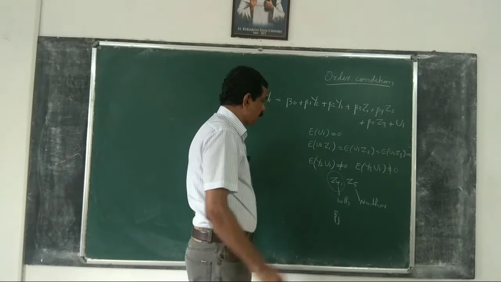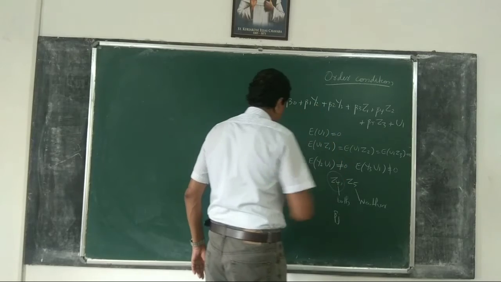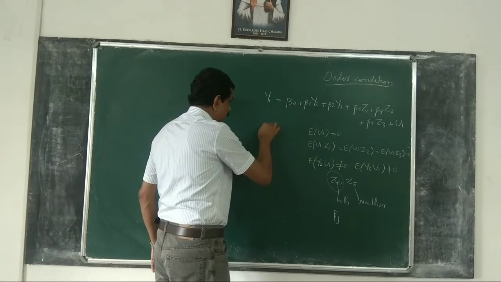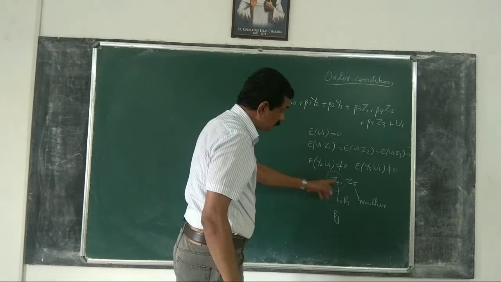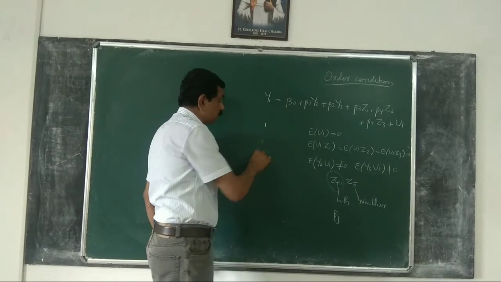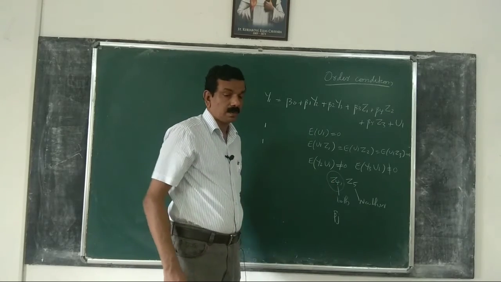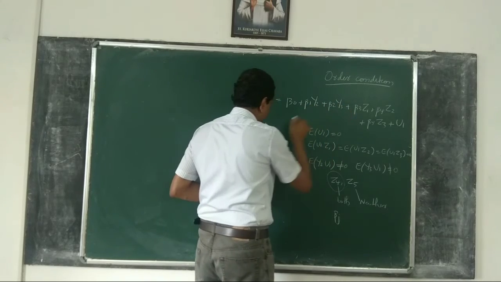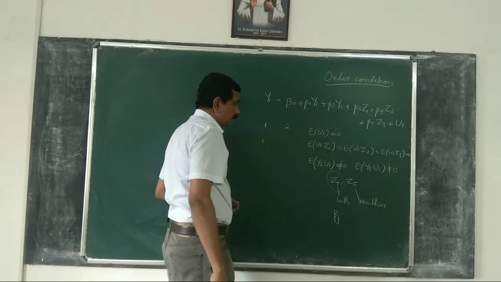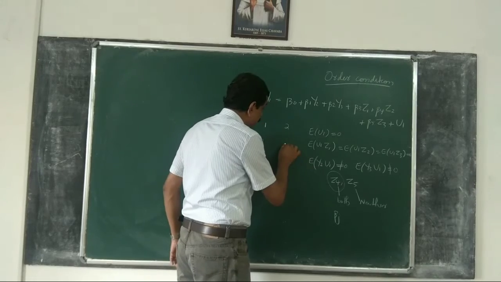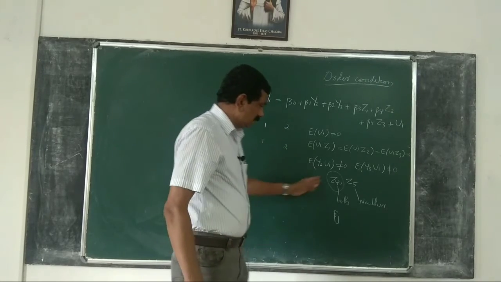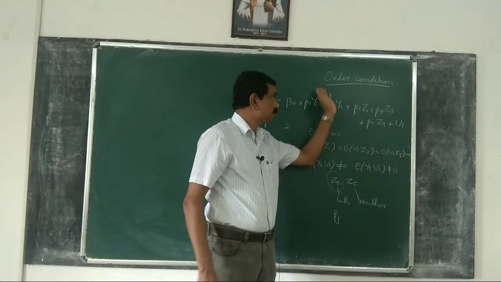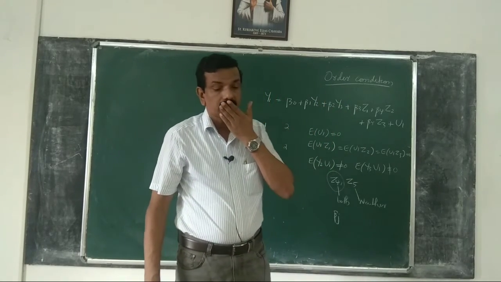That is, if there is one endogenous explanatory variable, there will be at least one excluded exogenous variable. If there are two endogenous explanatory variables, there will be at least two excluded exogenous variables. Three, like that. This is known as the order condition.